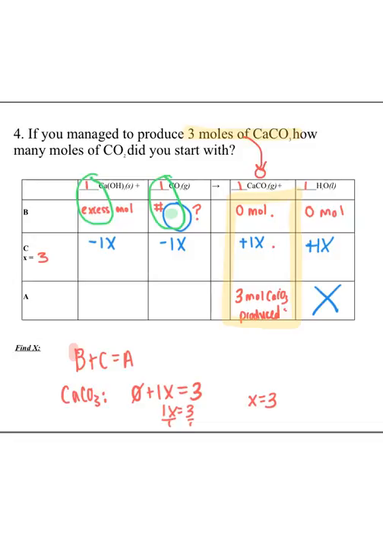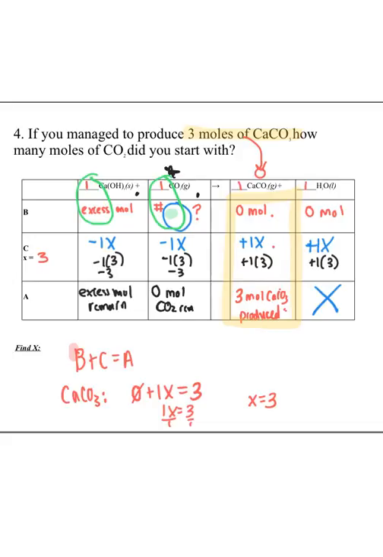So now let's actually plug in. We have minus 1 times 3, minus 1 times 3, plus 1 times 3, plus 1 times 3. Excess minus 3 is going to be excess. Question mark minus 3 has to equal something. Well, what do we know? If this one's excess, that means this one must have been my superstar, right? This one must have been the one that ran out. And what do we know about the superstar? It always ends at 0, right? The superstar always runs out.